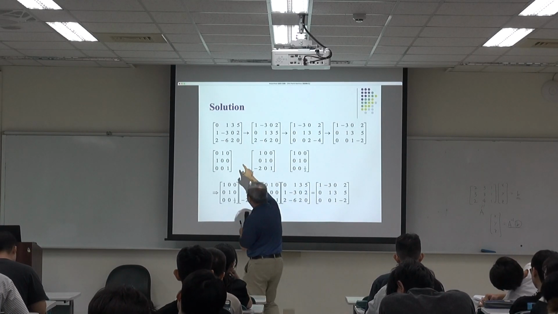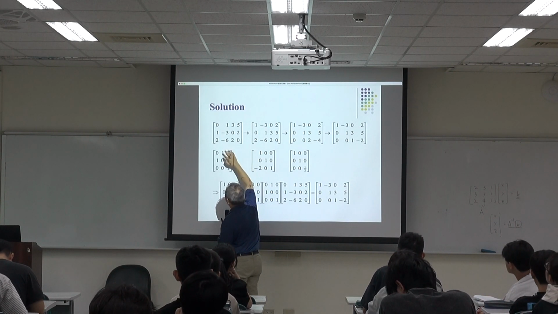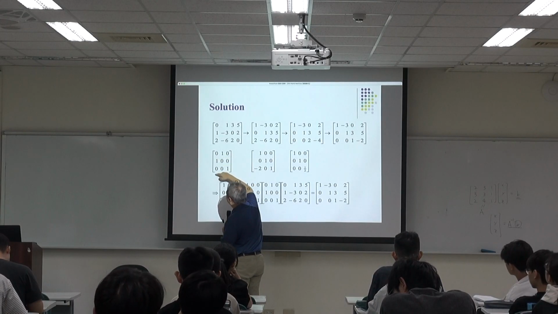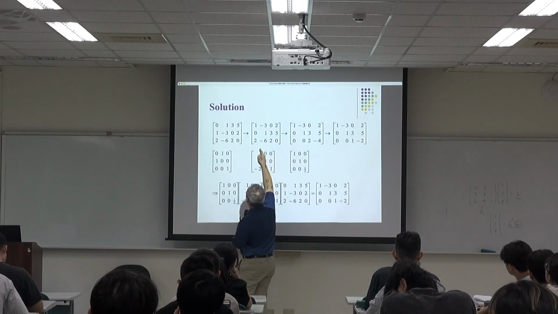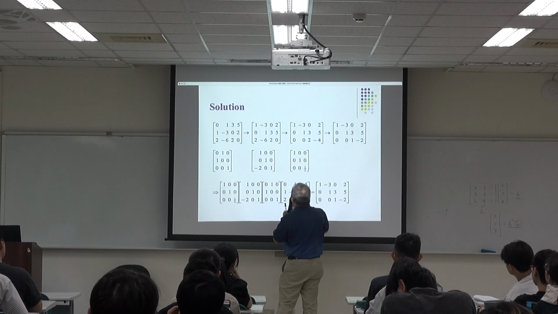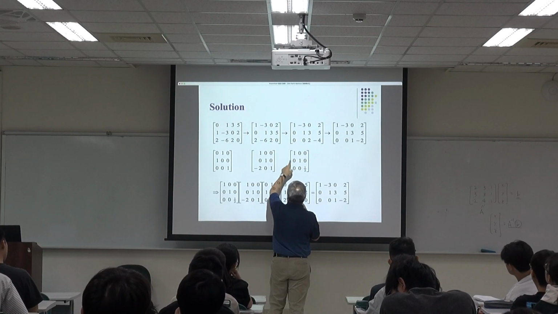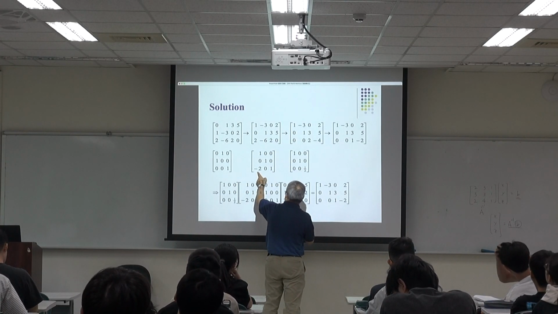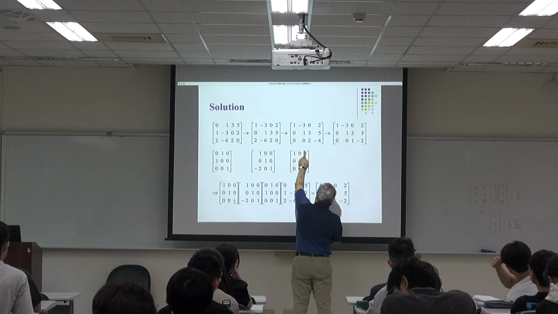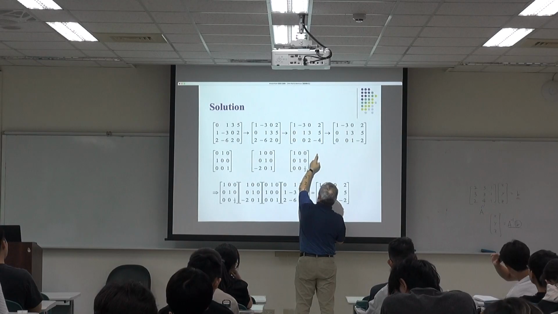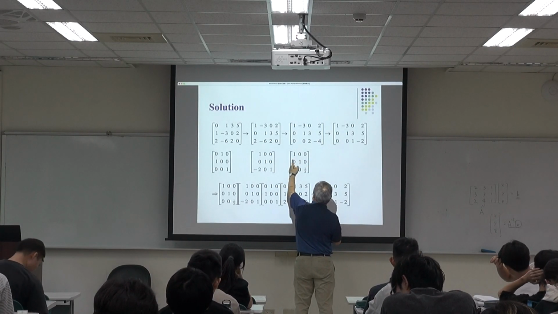From the left-hand side to the right-hand side, this one requires a swap of the first row and second row, so the corresponding elementary matrix looks like this. From the second one to the third one, we multiply the first row by -2 and add to the third row, so the corresponding elementary matrix looks like this. And the third one, we multiply the third row by 1/2, so the corresponding elementary matrix looks like this.